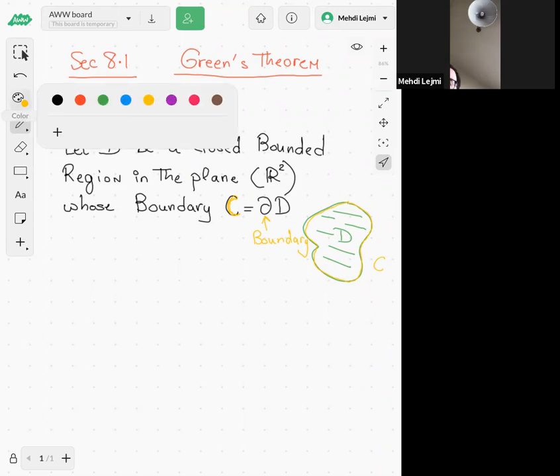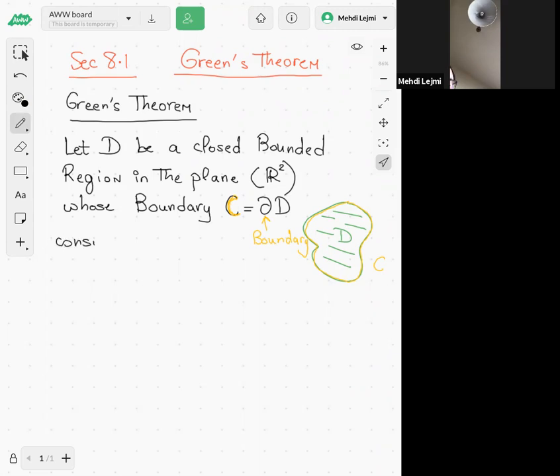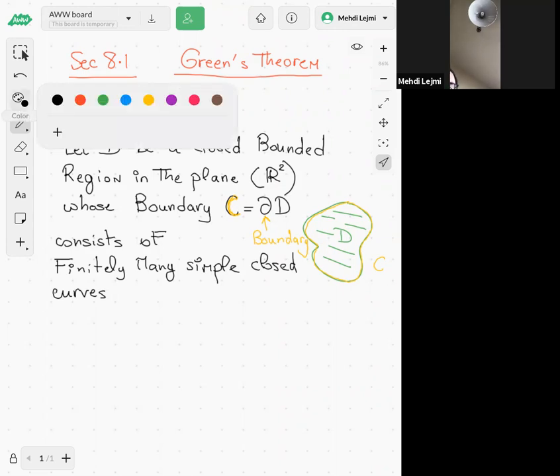So the boundary C consists of finitely many simple closed curves. Okay, so like in this example, your C would be a simple closed curve, right? This one here, this is closed and simple.